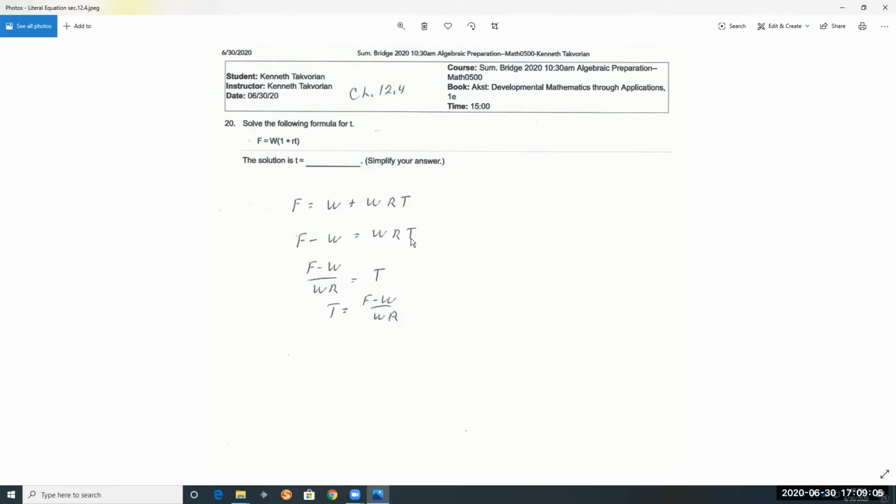Then we want to find the coefficient of the unknown quantity, which is T. The coefficient is WR. So we divide both sides by WR. So it's F minus W over WR is equal to T. Or rewriting it, having the unknown on the left, T equals F minus W over WR.